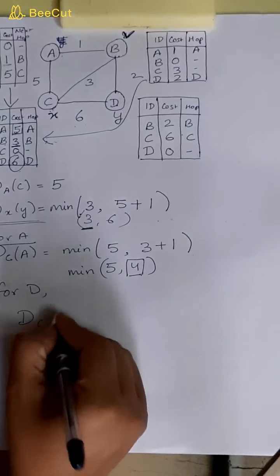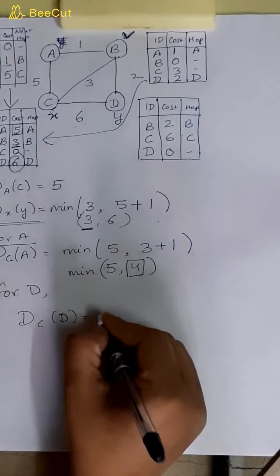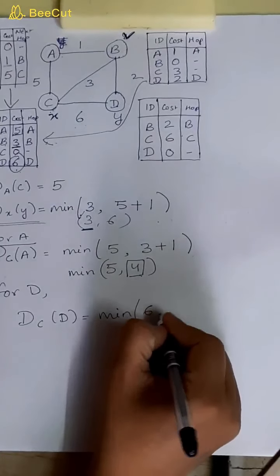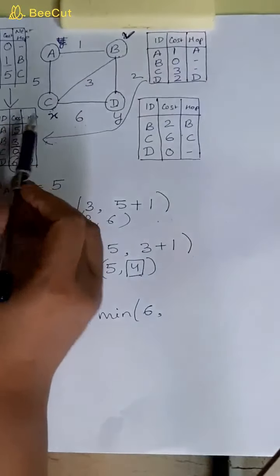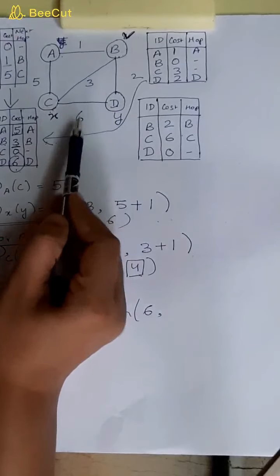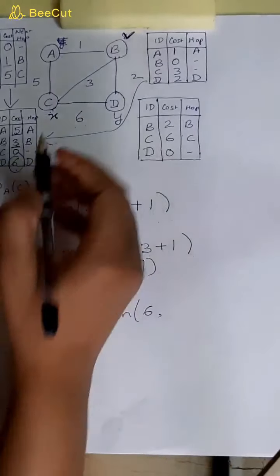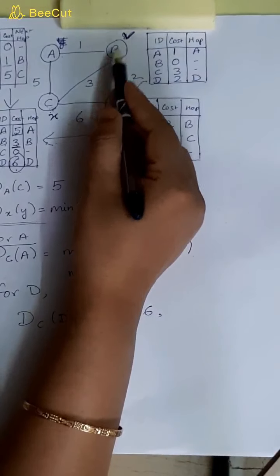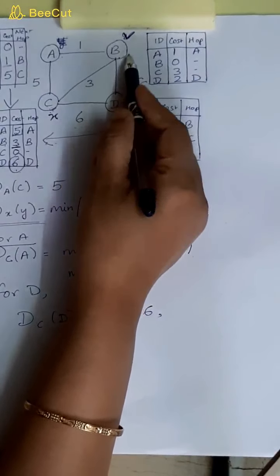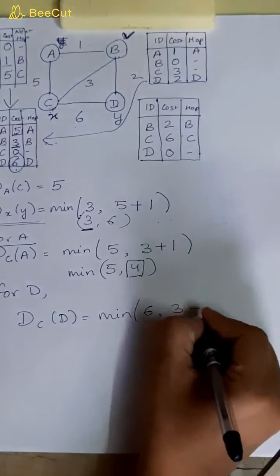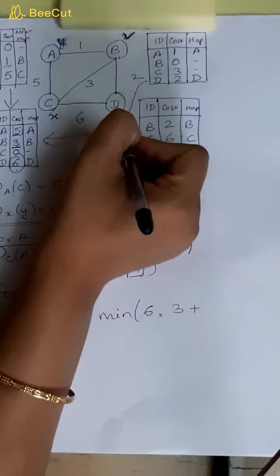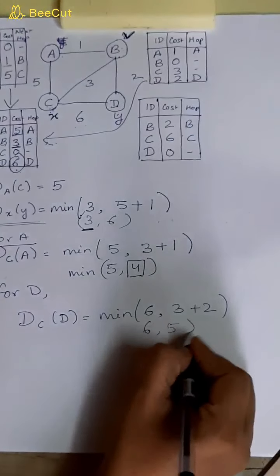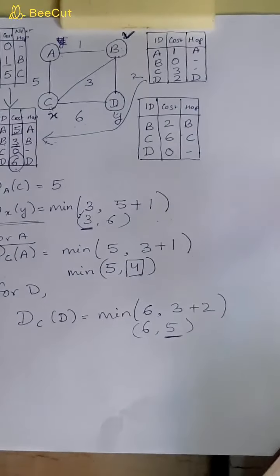Again, we'll take from C to D. Minimum of current estimate is 6, comma, via B if we'll go, then distance of XY, which is 6. Distance of cost of XV. See the formula which we have discussed. You have to see the cost for XV, which is 3, and distance from V to Y, which is 2. So again, if you'll see, the minimum is via B, which is 5.